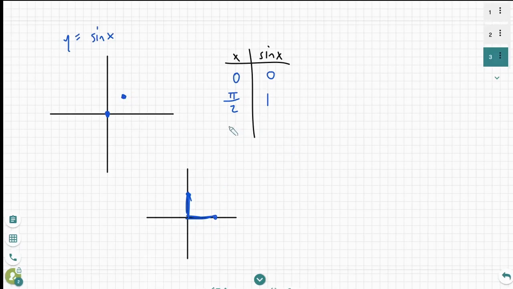Okay, let's do pi. What's sine of pi going to equal? So that would be 0 again. Let's do 3 pi over 2. That would be 270 degrees, right? So we get that line. That would be -1. Okay, put that here. And then let's do 2 pi. What would that be? Back to 0, I think.